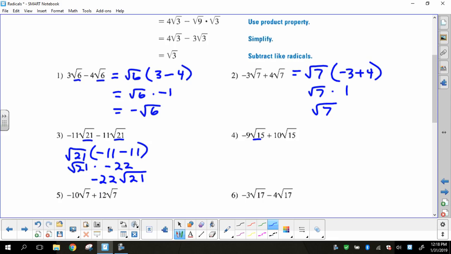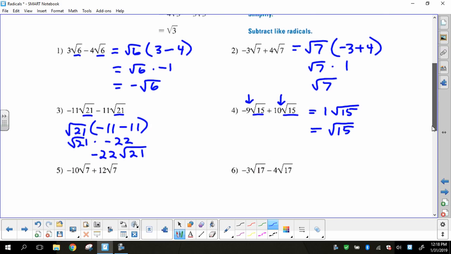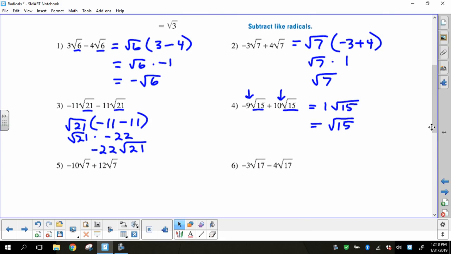So if you notice that they have like radical expressions in them, really you could just add the numbers out front. So negative 9 plus 10 is 1 times the square root of 15. And of course, when we multiply by 1, we don't even write that number there. So go ahead and try a few of these and move on to the next lesson, next page when you're ready.